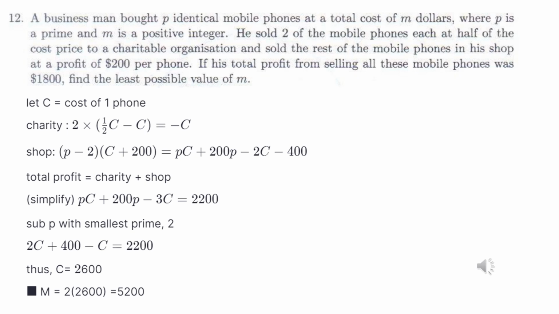Okay, so what is P? P is simply the smallest prime. We can substitute P as the smallest prime, 2, to find C. Now we realize that C is just $2,600. So what is M? M is just P times C, and P is 2 and C is 2,600. So what is 2 times 2,600? It is $5,200. So he spent at least $5,200 to buy his phones.